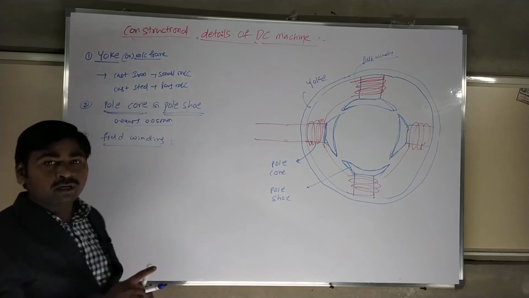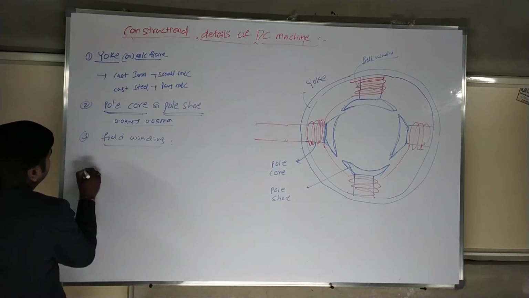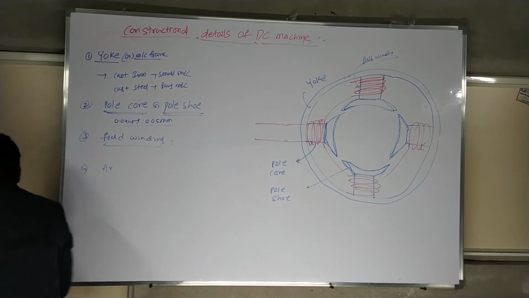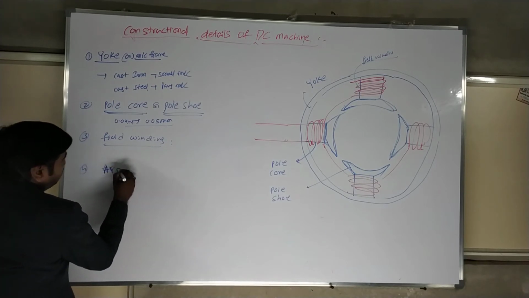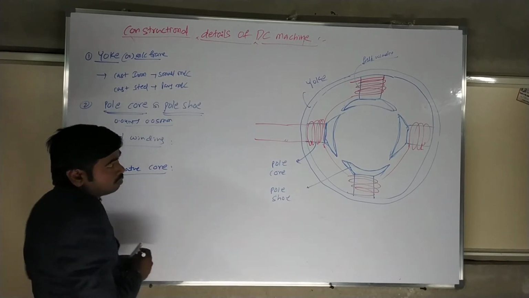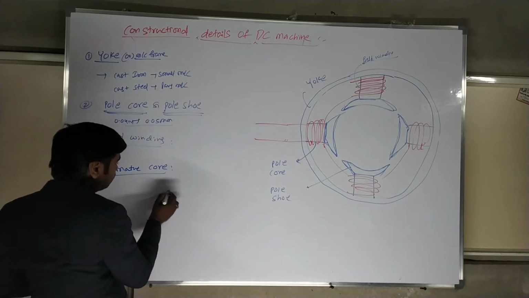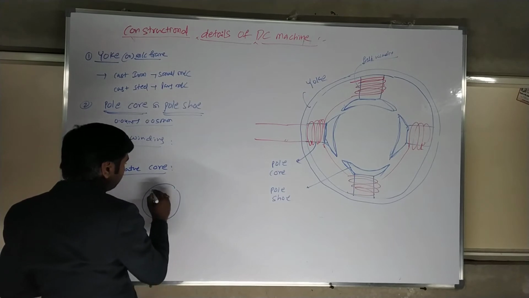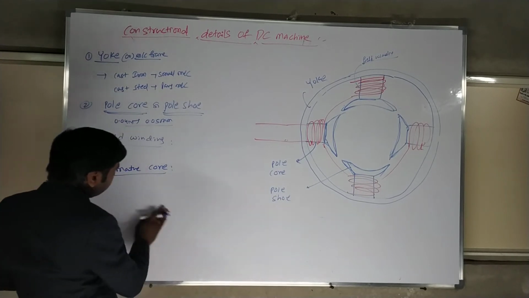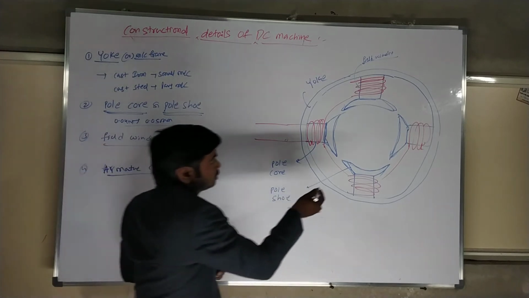Next, we can go for the armature core. The fourth one we can write is the armature core. What is the armature core? I think it is very clear, but to understand each and everything clearly, I should draw the armature core. So better I draw.